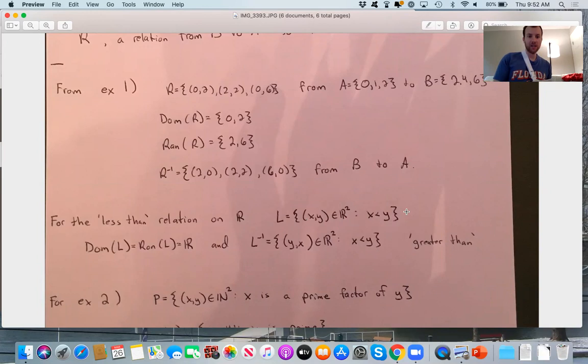So for this set, the domain and range are actually all of R. Given any X, it is less than some Y. So every real number X appears as a first coordinate. And also, every Y appears as a second coordinate. For any real number Y, there's some X such that X is less than Y.